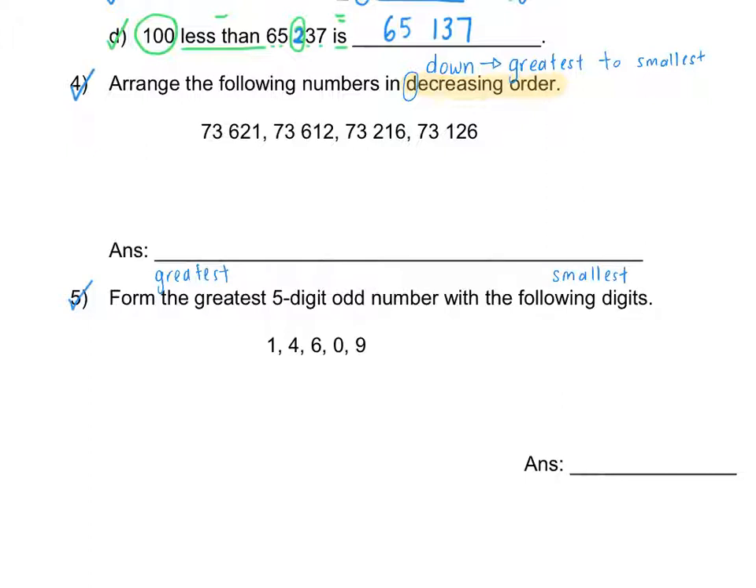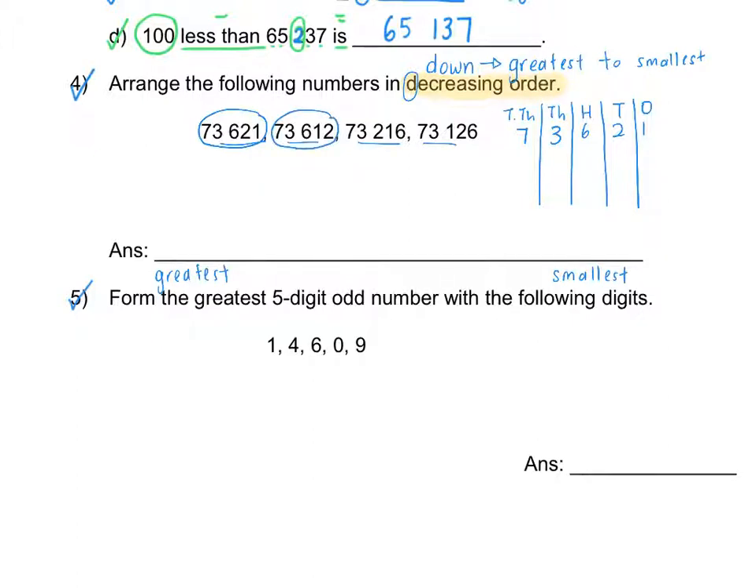So how do we go about doing this? You are given 4 numbers. So what you do first is you draw the place value chart. Then thousands place, hundreds place, tens place, and the ones place. And you put the numbers into the place value chart. Let's put the first number in first, and we have 73,621.